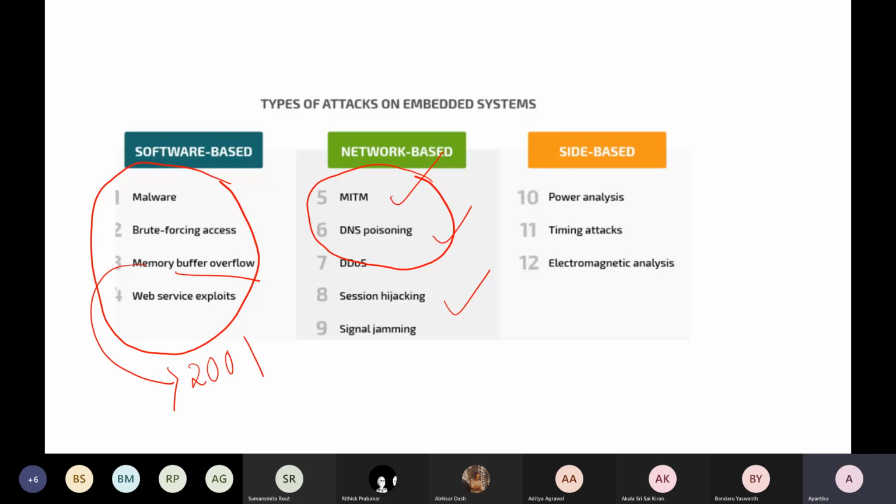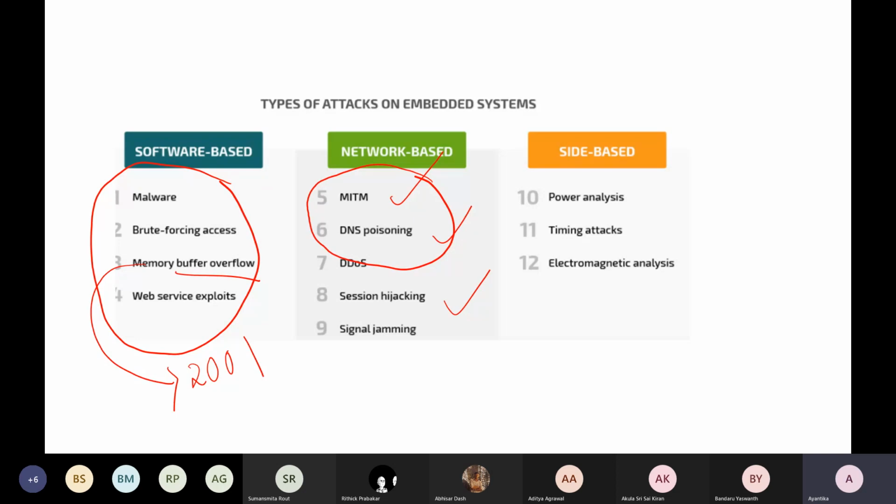If you think about DNS poisoning, these are also known for a few years. Now if you come to side channel based attacks, we will also see this with an example later on. What happens here is when some algorithm is running in your system, there is some power information, there is some timing information. When you give different inputs, the same algorithm may have different timing requirements.